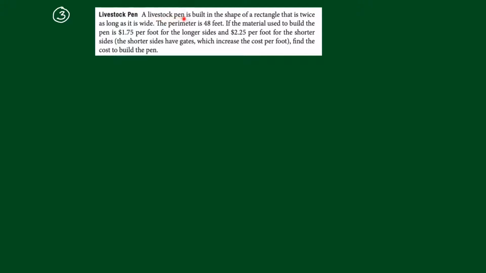So we got a livestock pen that's built in the shape of a rectangle that's twice as long as it is wide. So I know I've got a rectangle. We're given the perimeter and material cost this much for the sides and so on. Okay, find the cost to build the pen. All right, so find the cost to build the pen.